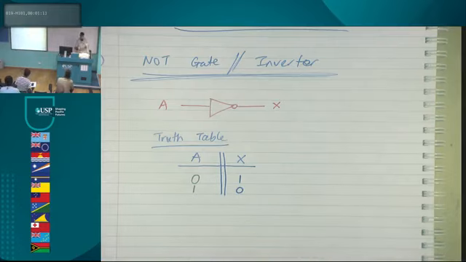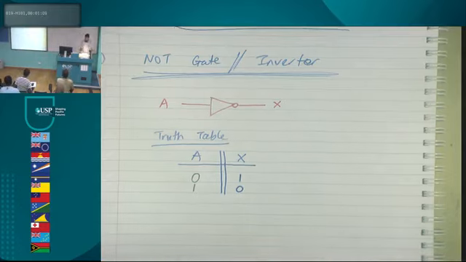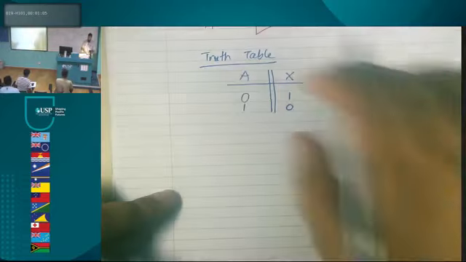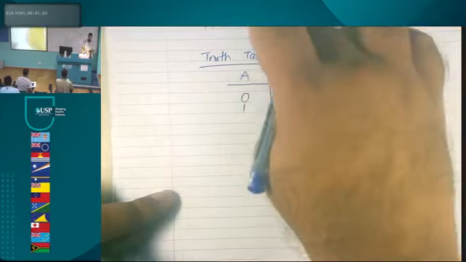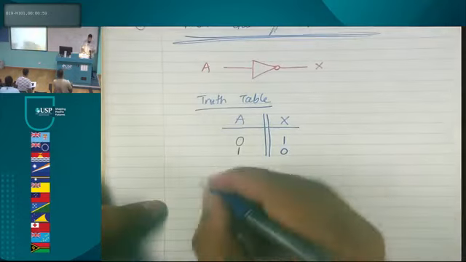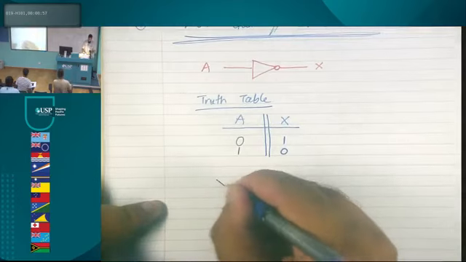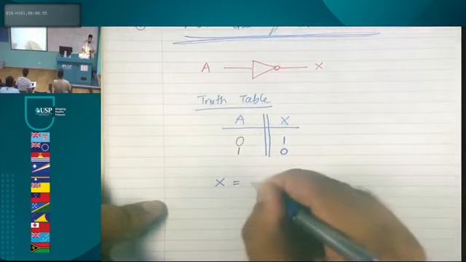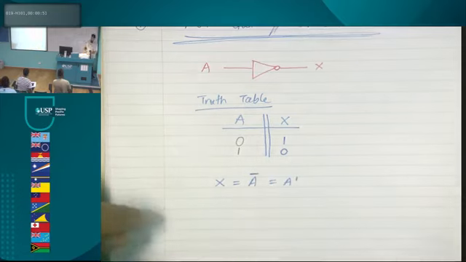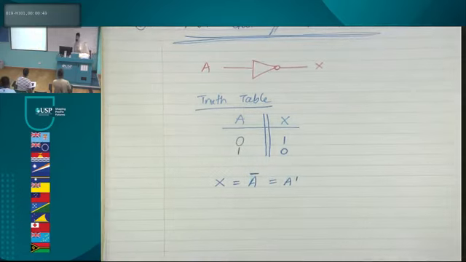Let me just show you one more line before we finish off this afternoon. Okay, so that is the circuit diagram. This is the truth table. All right? Now, the Boolean algebra is written as such, the mathematical way to write it. X is equal to A bar or A prime. Right?